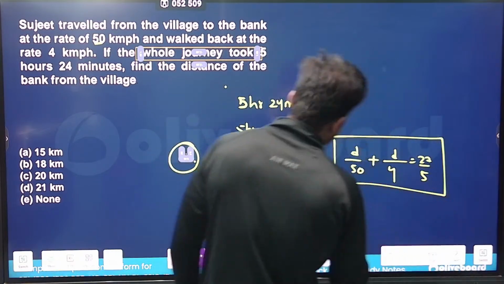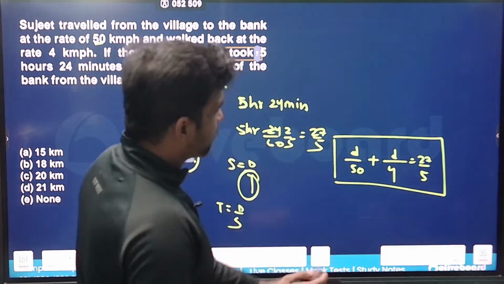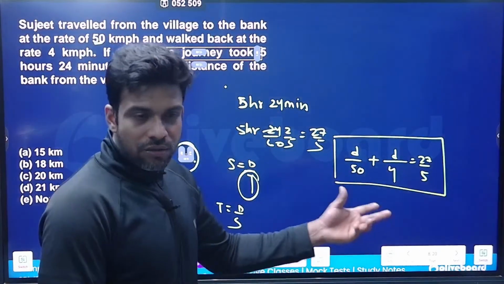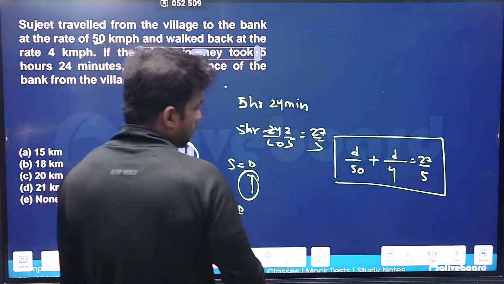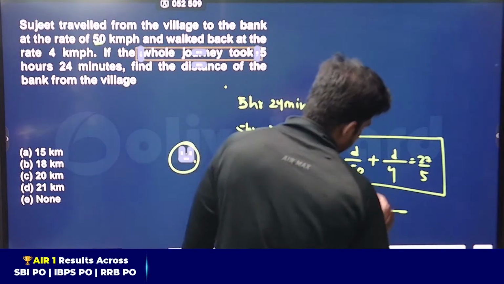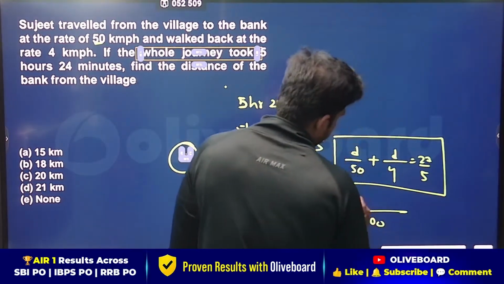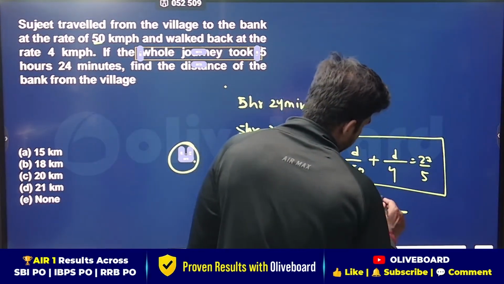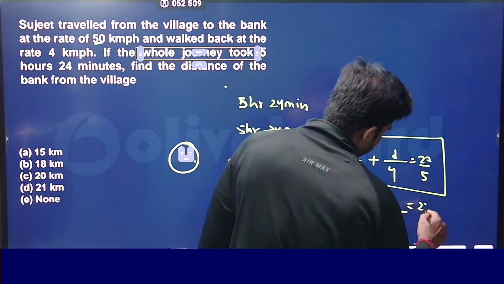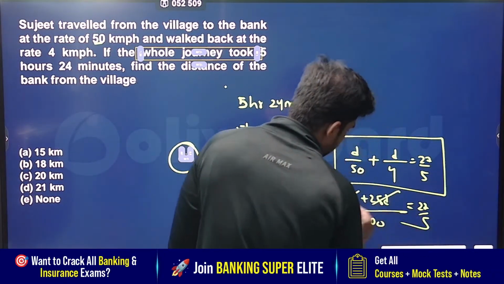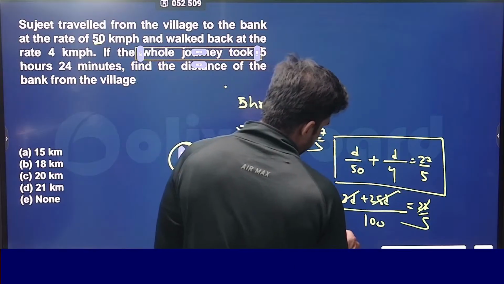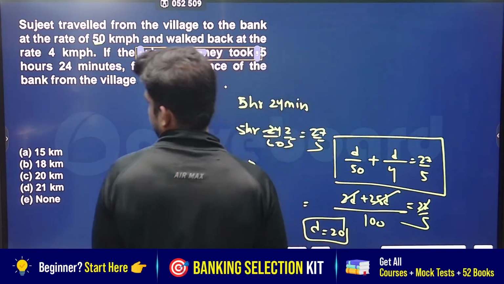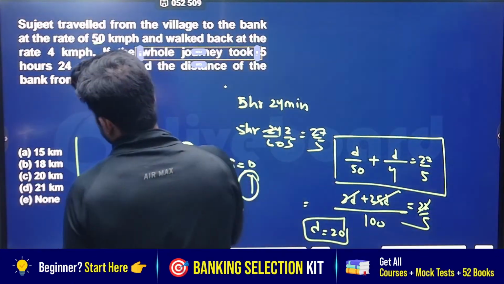Now two things are there to solve this equation. First, put in the options. Or, because everything is in d, you can also cancel it out. So what would the LCM be? 50 and 4 is 100. This goes 2d, this goes 25d, is equal to 27 by 5. This gets cancelled out. The d value would be 20. Is there any option? Option number C is the correct answer.